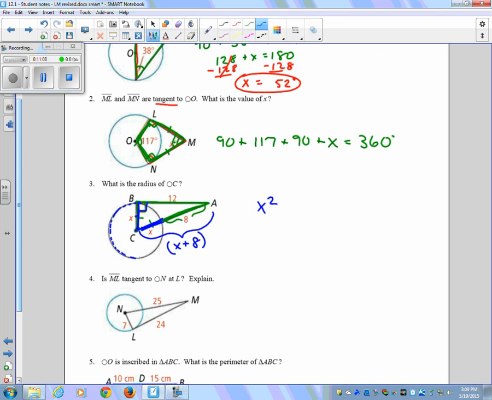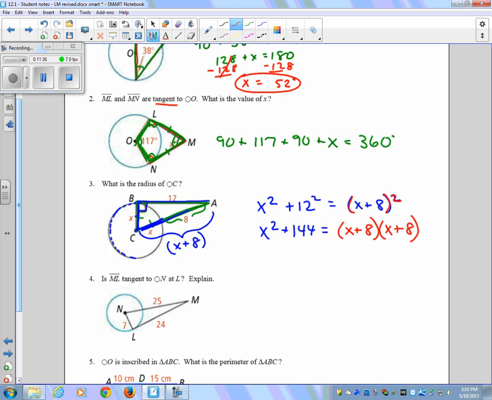Got to do the two legs. x squared plus 12 squared equals the hypotenuse, x plus 8 squared. So we've got x squared plus 144 equals, now don't forget this, talked about this before, this whole thing to the second power means the whole thing times itself.